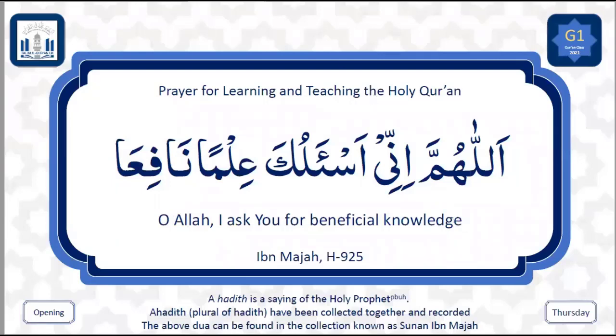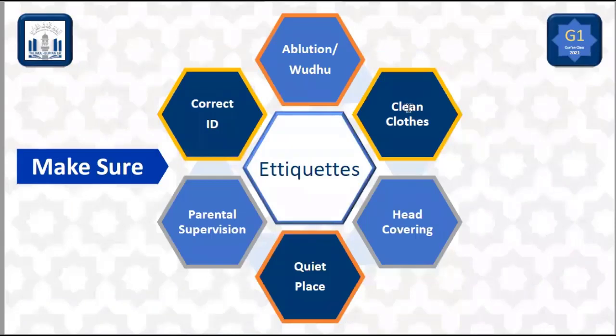So before we start our lesson for today, I would quickly go through the etiquettes of the class. Everyone, I hope you have done your ablution, are wearing clean clothes, you have your head covering, and are in a quiet place with your parents, and have entered the class with the correct ID. It's very important that you're taking the class in a quiet room because noise can cause disturbance, and this doesn't show any respect to the Holy Quran. So to show respect to the Holy Quran, it is very important that we are quiet and silent.